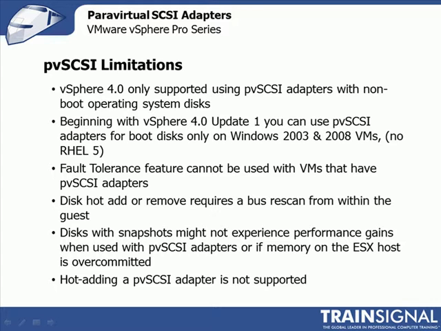The fault tolerance feature cannot be used with VMs that have PV SCSI adapters. When doing a disk hot add or removing a disk, it requires a bus rescan from within the guest. Disks with snapshots might not experience performance gains when using PV-SCSI adapters, or if memory on the ESX host is overcommitted and physical host memory is exhausted. Because the default type of newly hot added SCSI adapters depends on the type of primary boot SCSI controller, hot adding a PV-SCSI adapter is not supported.